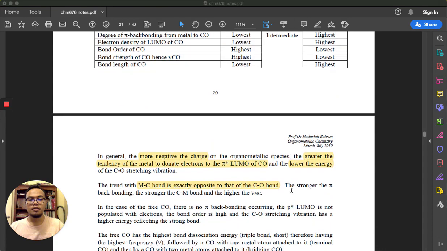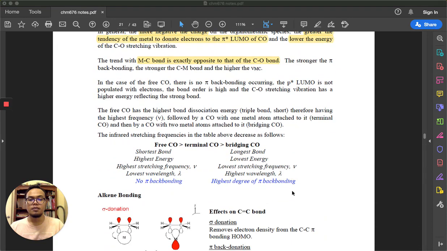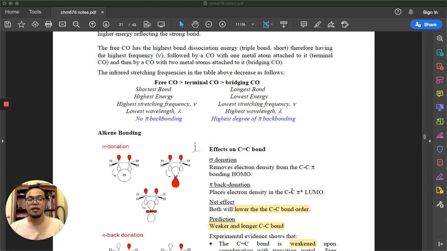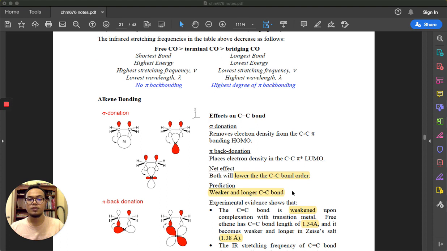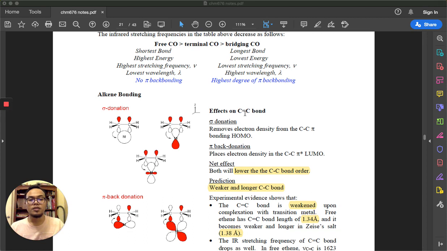Now moving on, we're going to learn IR again, but this time around on alkene bonding. So we have learned about olefin. Olefin consists of a C double bond C in the structure. So we want to see the effects of this bond on the spectrum. Now, effects on C double bond C. The first one is we are going to see the sigma donation. This is the first step.